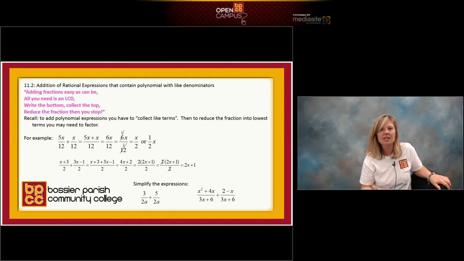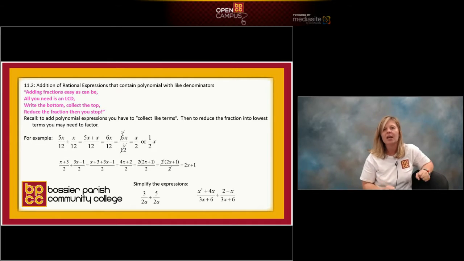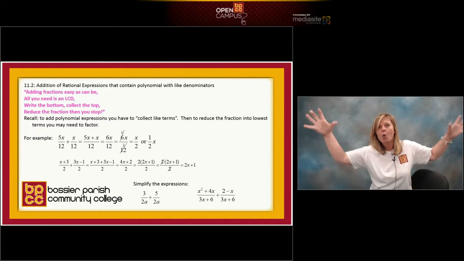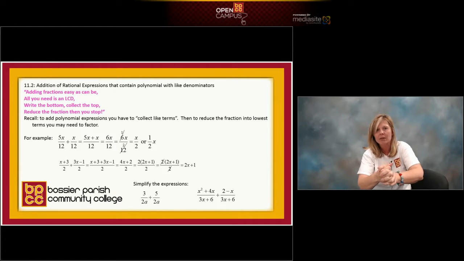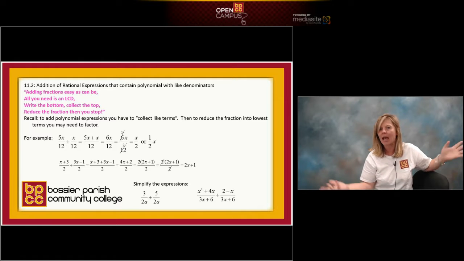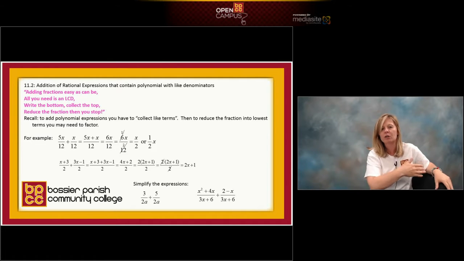Adding fractions easy as can be, all we need is an LCD. We have to make sure the denominators are the same before we ever add our fractions. Once our denominator is the same, then we write the denominator, we add the numerator. That's what collect means. Put together the numerator. Once we get one fraction, then we reduce it by division, and we're done. Those are the steps that we're going to follow in algebra, just like we do in arithmetic.